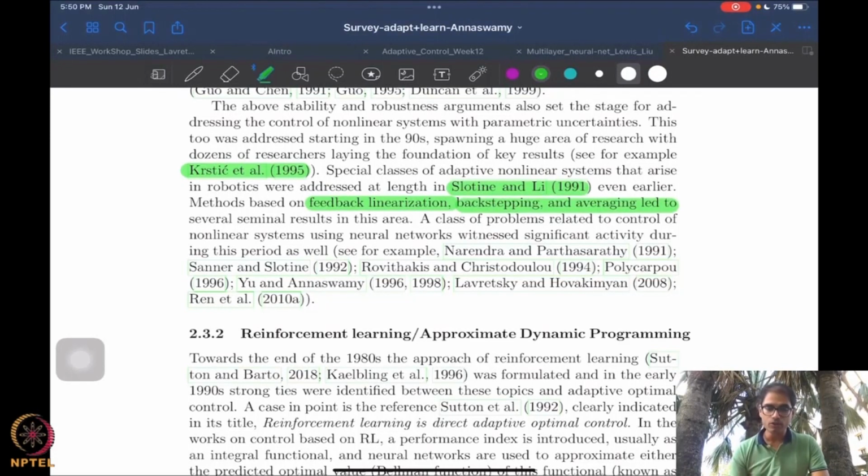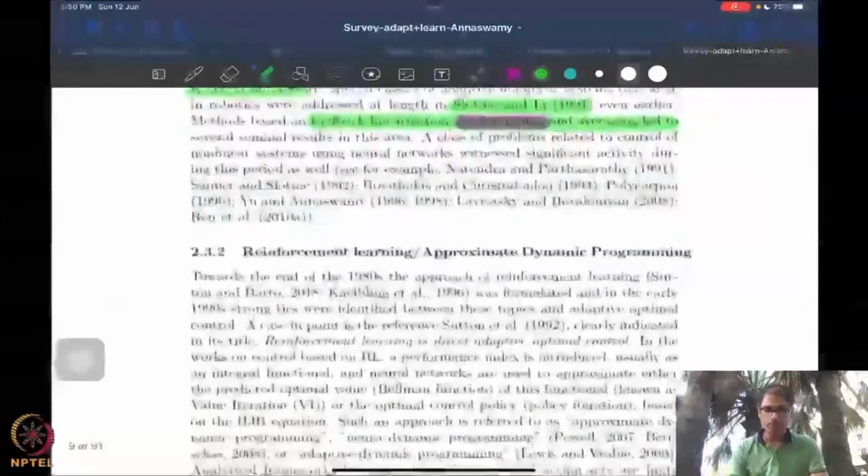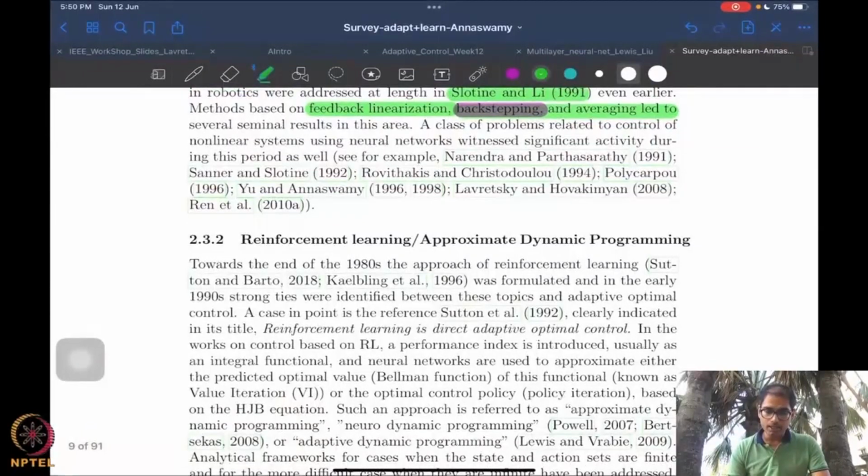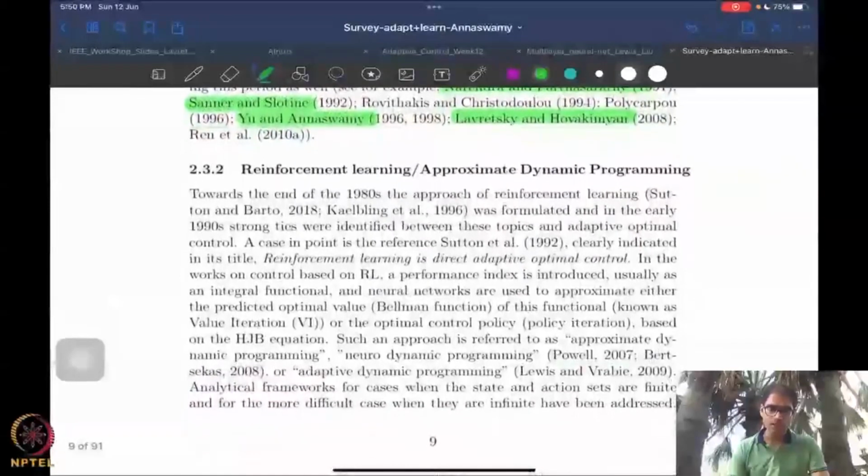So we did, of course, look at the backstepping based results, right? We did look at the backstepping based results mostly due to Kristic, and of course some of them due to Slotine and Li. But then there were many authors. There is Lavretsky, Hovakimyan, there is Slotine, there is Annaswamy, Narendra, Parthasarathy. So basically, a lot of authors who did contribute to this area, right?